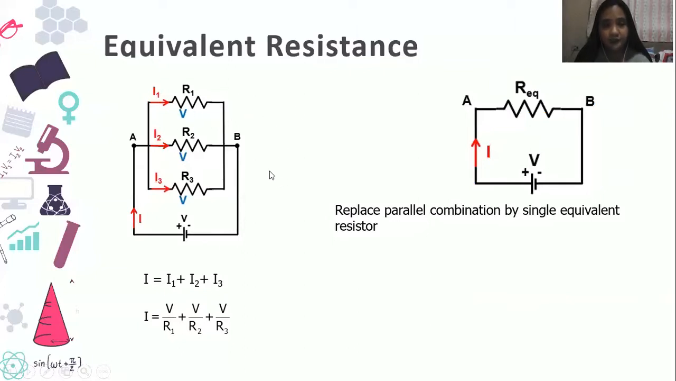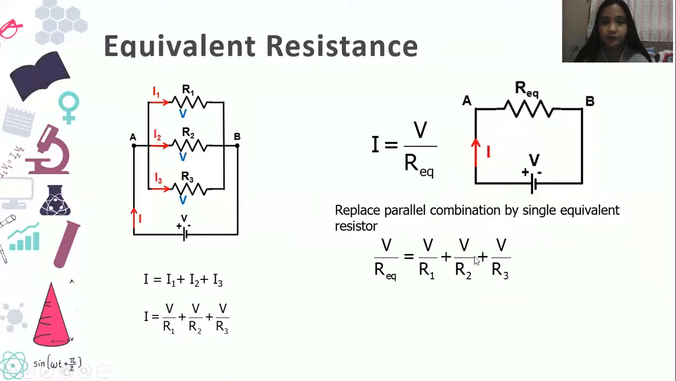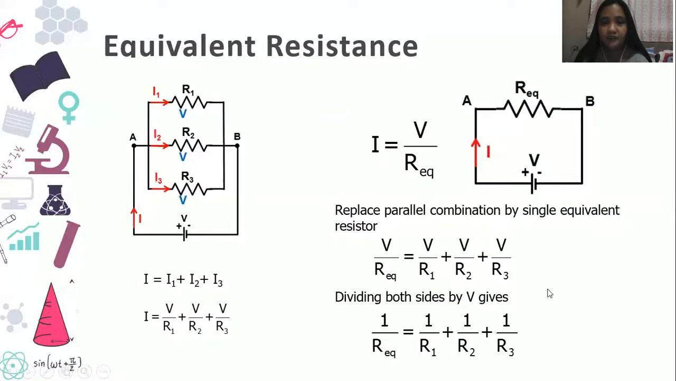Thus, if we use our Ohm's law again, we know that I is I1 plus I2 plus I3. And from formula, you know that V is equal to IR. So I is equal to V over R1 plus V over R2 plus V over R3. And we replace the combination by a simple equivalent resistor to get the R equivalent. So there you go. Eventually you get a formula which is equal to 1 over R equivalent equals 1 over R1 plus 1 over R2 plus 1 over R3.